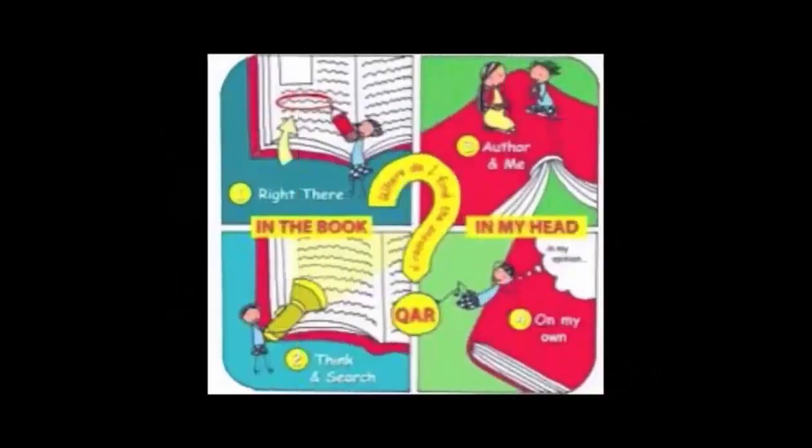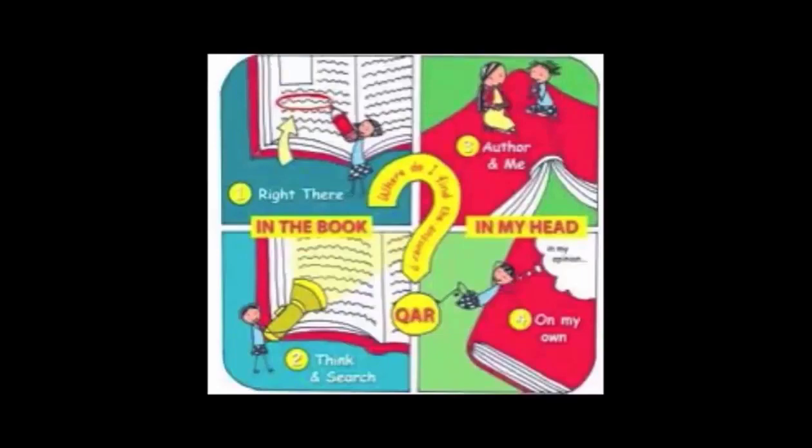The first main category is in the text. The answers to these questions can easily be found in the reading. Within this category, there are right there questions, which use words exactly from the questions and can usually be found in one sentence, and think and search questions. Most people know think and search questions as inferencing, which means using several parts of the text to read between the lines.